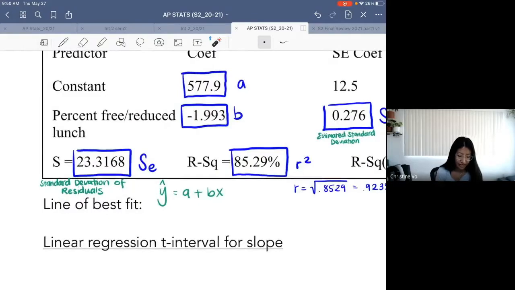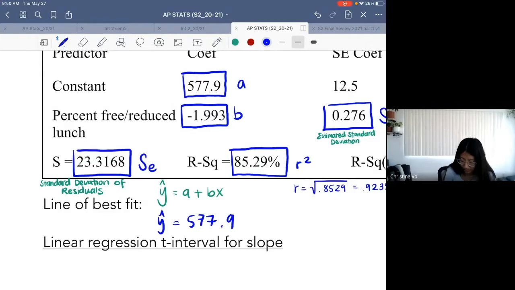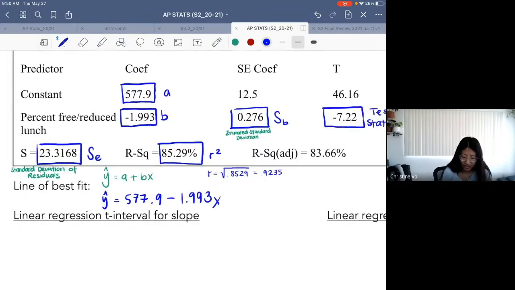Okay, so first off, what you see in here is the line of best fit, which again, I'm going to do y hat equals a plus bx. My A value here is, and then my B value. And then once I finish my line of best fit, I always have to label what my variables are.